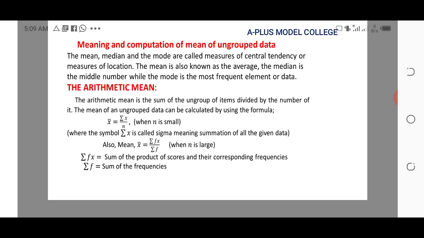So we need to note that there are basically three tools that we use to measure data under the measurement of central tendency, which are the mean, mode, and median. Practically, what does it mean? The mean, what does it depict? The mean is an average.